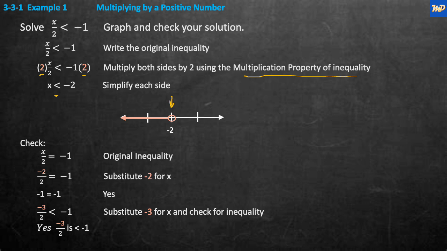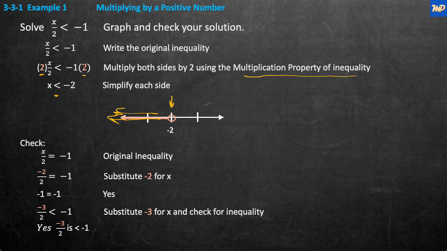So that means everything to the left, everything going this direction forever, is the solution to this inequality. You can check it. We can say x divided by 2 is less than 1. That's our original inequality. So we can take the answer, negative 2, and say, is negative 2 divided by 2 equal to negative 1? And the answer is yes, negative 1 is equal to negative 1.